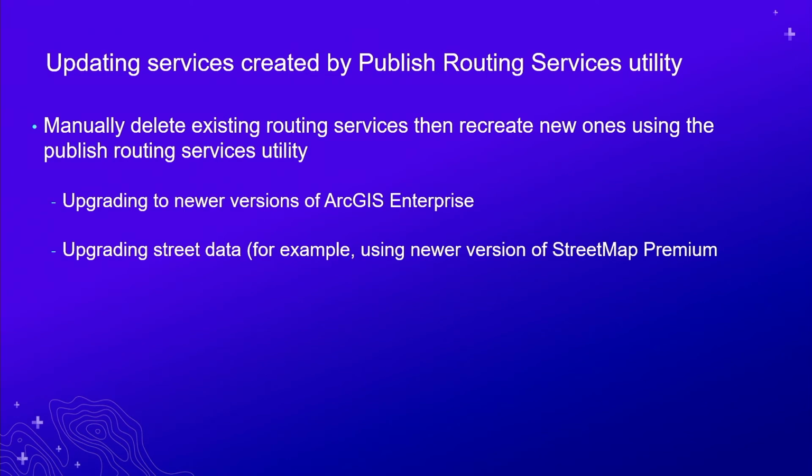Also, if you are upgrading street data, let's say you had StreetMap Premium Release 1 data and now you got StreetMap Premium Release 2 data, the best option is to delete all the existing routing services and then to create new ones by running the Publish Routing Services utility. The tool guarantees that the services will be published at the exact same URL using the exact same API. So by deleting and recreating services, it's not going to break any of your existing applications that rely on these services.